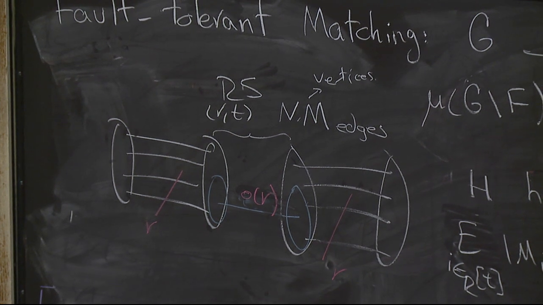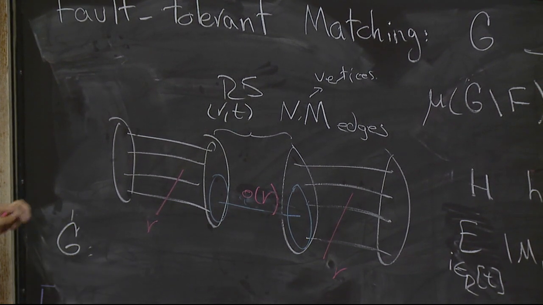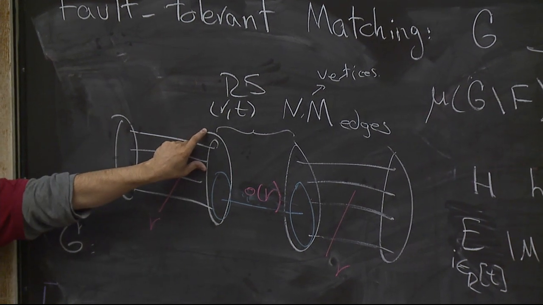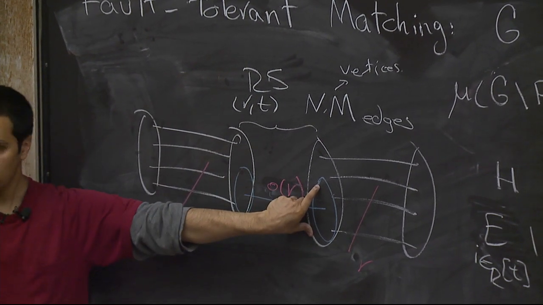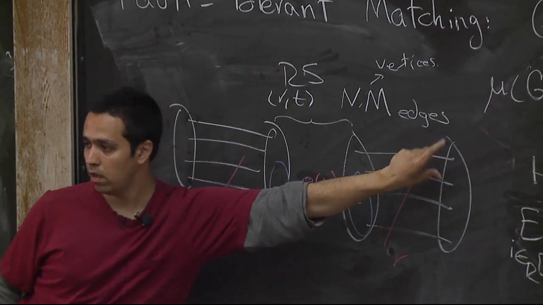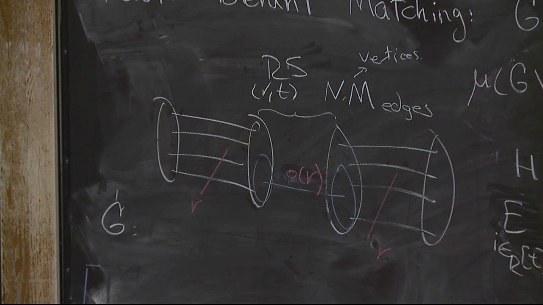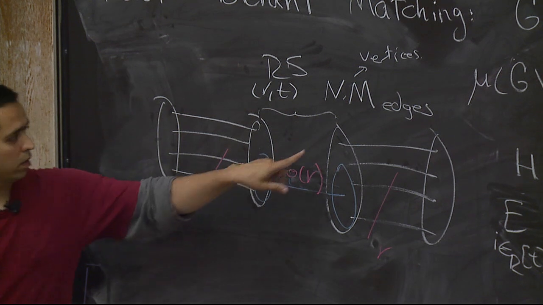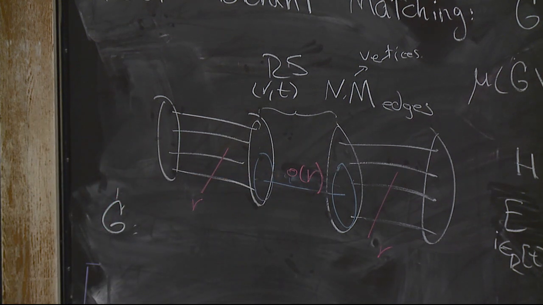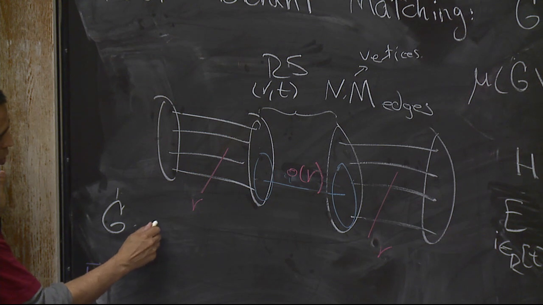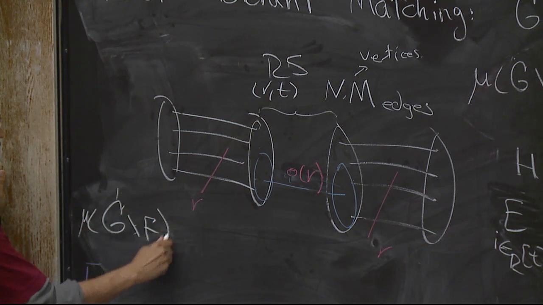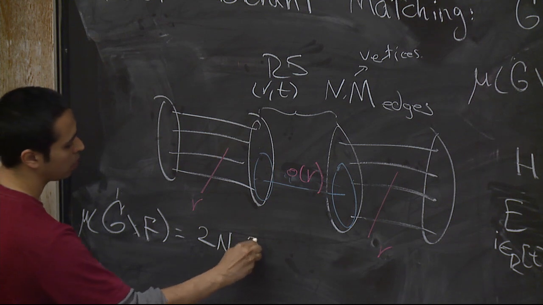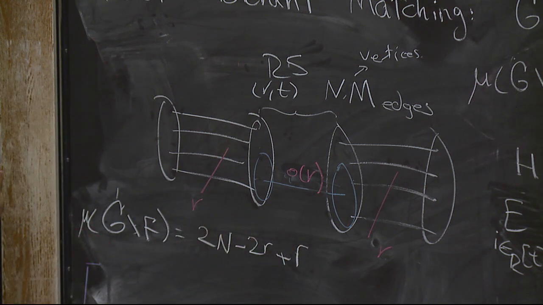Okay, what does G have? G has a matching of N minus R here, has a matching of R here, has a matching of N minus R here. And this is the largest matching you can get. Why? You can do a vertex cover argument, for instance. These vertices, this, and this form a vertex cover of the graph. Good. So G minus F has a matching of size 2n minus 2r plus r. Good? Okay.